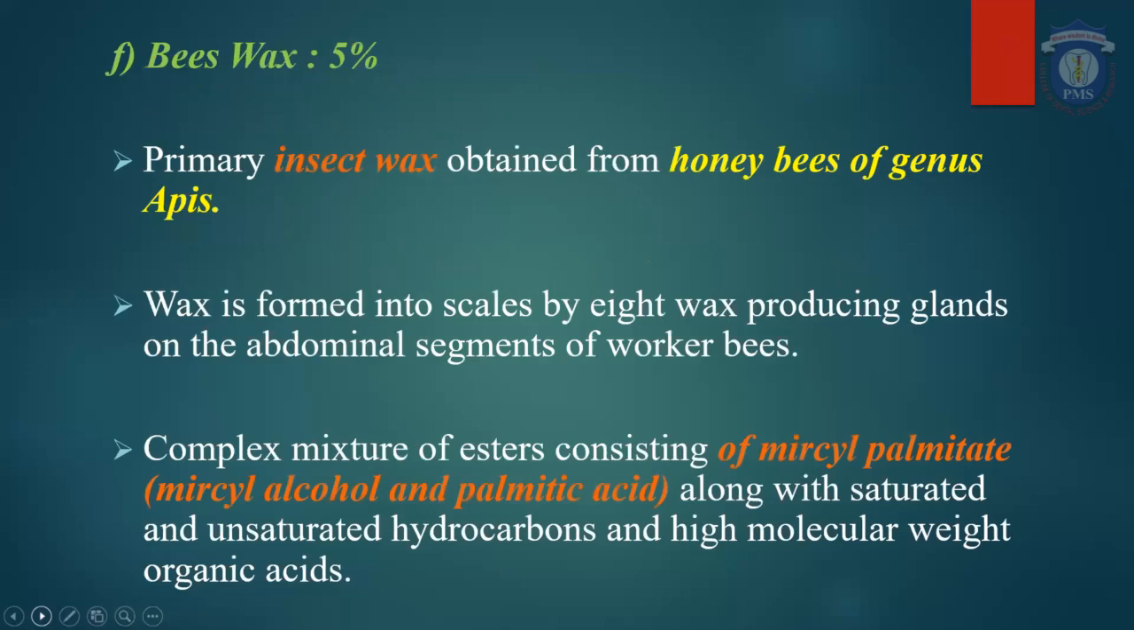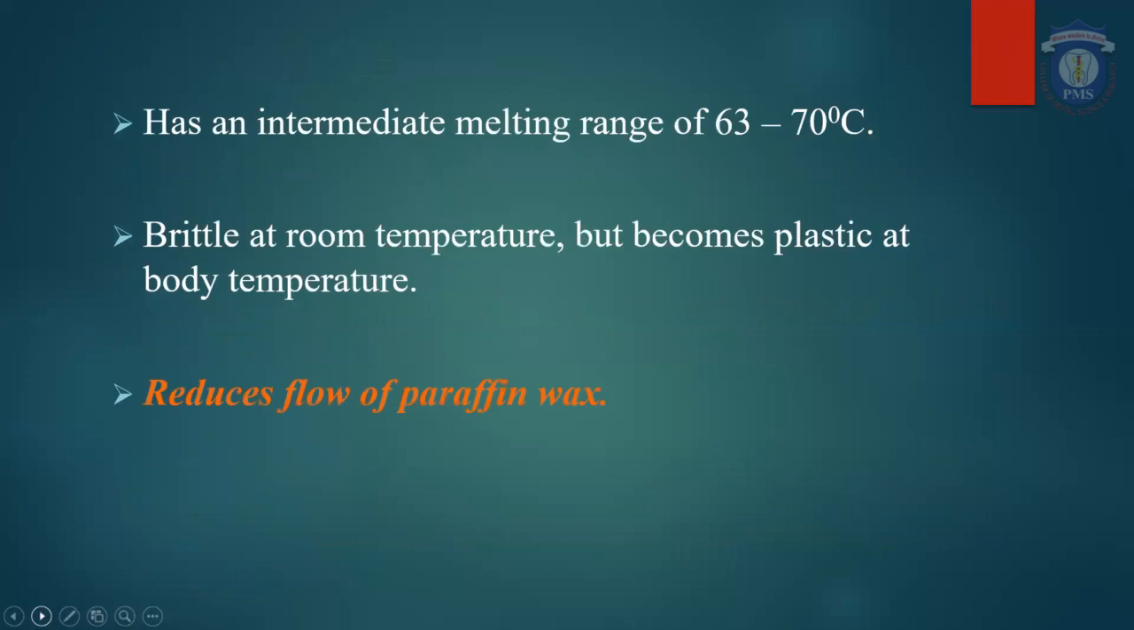Then we have beeswax that is added in minor quantities. It is primarily an insect wax that is obtained from the honeybees of the genus Apis. The wax is formed into scales by 8 wax producing glands on the abdominal segments of the worker bees. It is a complex mixture of esters consisting of myricyl palmitate, that is myricyl alcohol and palmitic acid, along with saturated and unsaturated hydrocarbons and high molecular weight organic acids. It has an intermediate melting range of 63 to 70 degrees Celsius, and it is brittle at room temperature but becomes plastic at body temperature. It reduces the flow of paraffin wax.